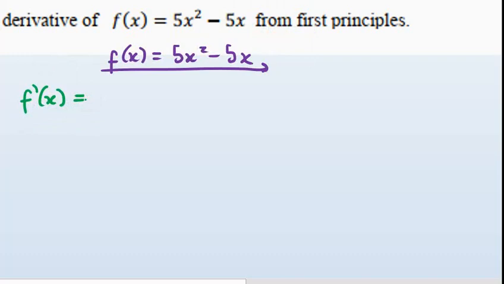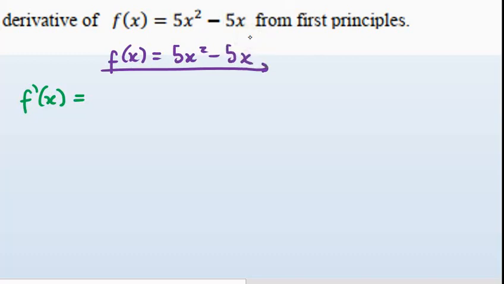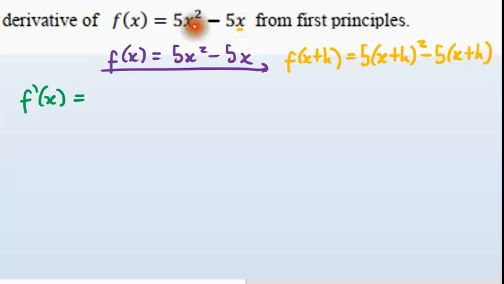Now notice I really robbed the colors last time, because my f of x plus h had a color. So this is the color we're going to use at the moment. Let's go and get f of x plus h. This is f of x. Let's get f of x plus h. That will be equal to 5 multiplied by x plus h squared minus 5 multiplied by x plus h. Because wherever there is x, x plus h enters.